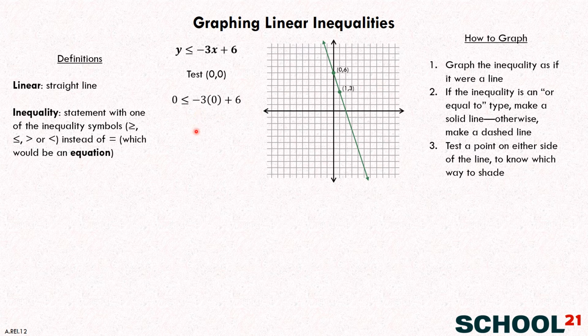What is negative 3 times 0? 0. Okay, so we'll just keep writing this. Now we have 0 is less than or equal to 0 plus 6. What's 0 plus 6? 6. So we have 0 is less than or equal to 6. Is that true? Yeah. Okay, good.